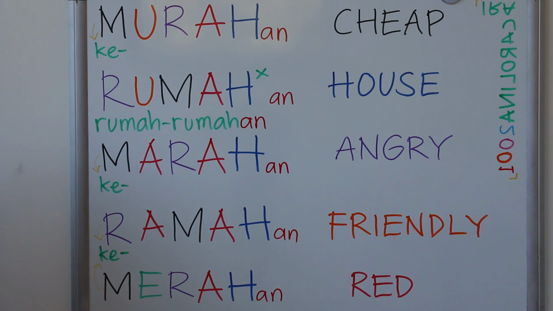And these ones, we already talked about in the previous video, so I will just repeat it in quick mode. We have the prefix ke and suffix an. Keramahan, hospitality. Kemerahan, a bit red or slightly red.